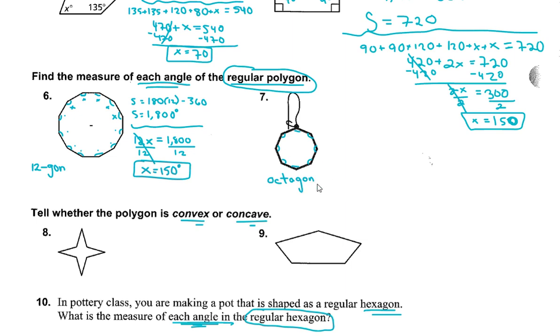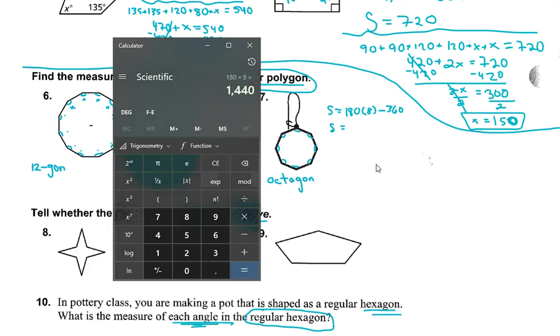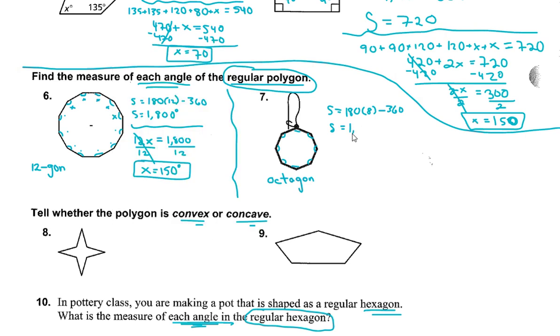So in order to find the interior angle sum, I'm going to plug in 8 for n. Let me just break this off of here so I can keep my work straight. There we go. All right. So 180 times 8 is 1,440 minus 360.